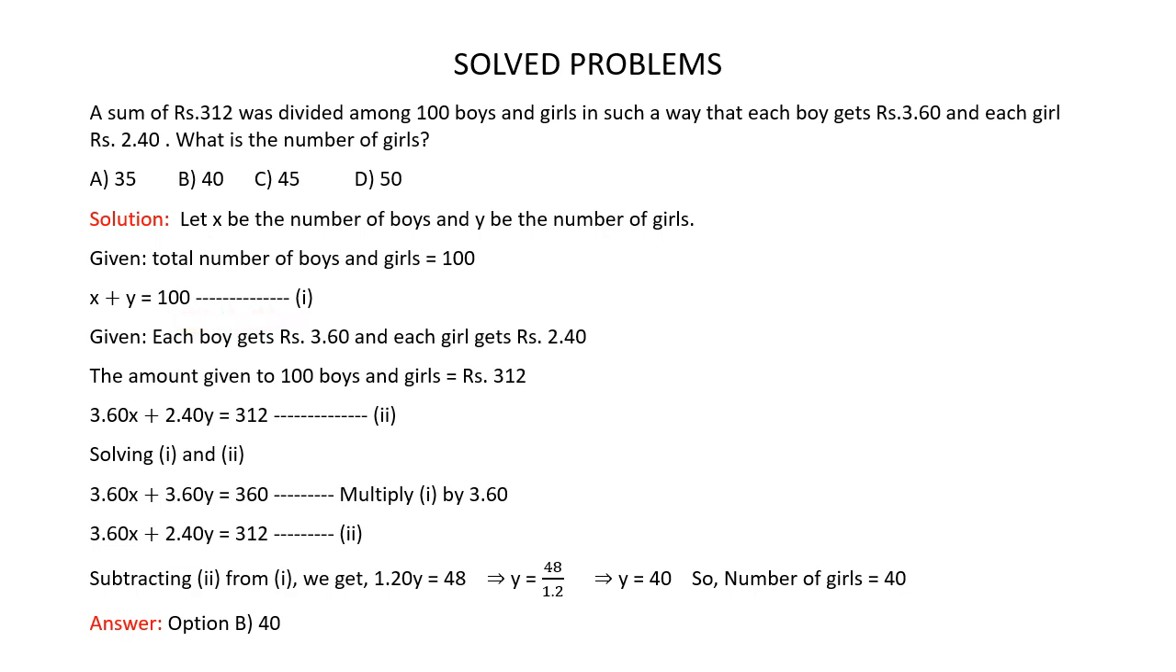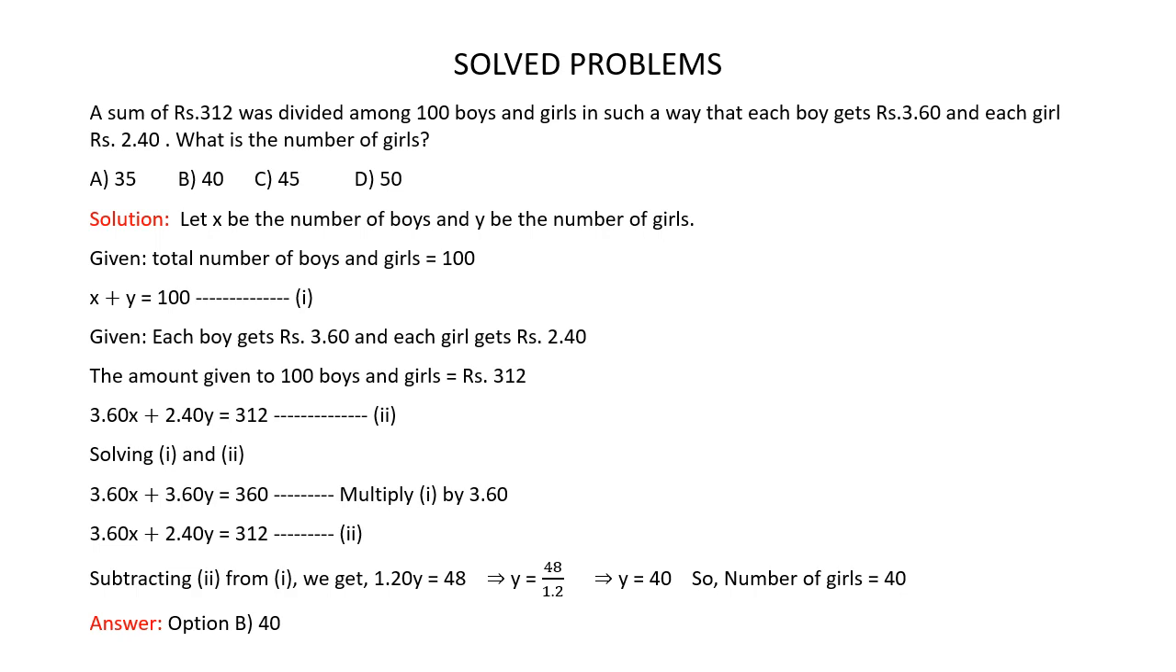Now it's given that each boy gets 3 rupees 60 paisa and each girl gets 2 rupees 40 paisa. Since there are X number of boys, the total amount got by the boys is 3.60x. Since there are Y number of girls, the total amount got by the girls will be 2.40y rupees.